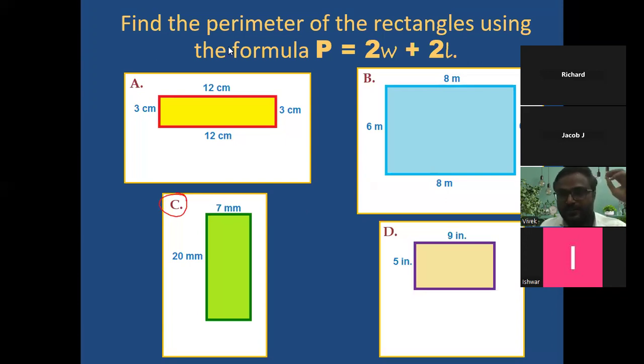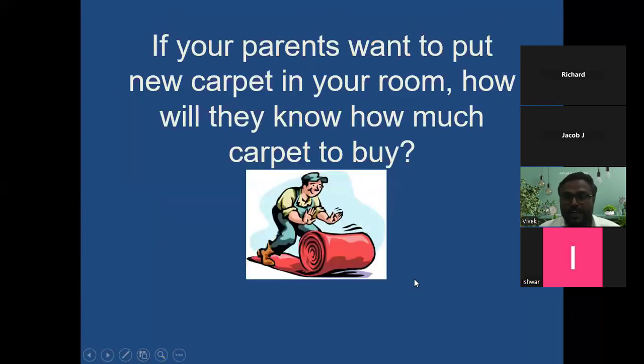Yep, you're right now. 54 is correct. So what do we do? 2 times 20 plus 7. So 2 times 27. This will be nothing but equal to 54 millimeter. I think you have understood the perimeter of the rectangle. Now, with that knowledge, we are going to study about area.